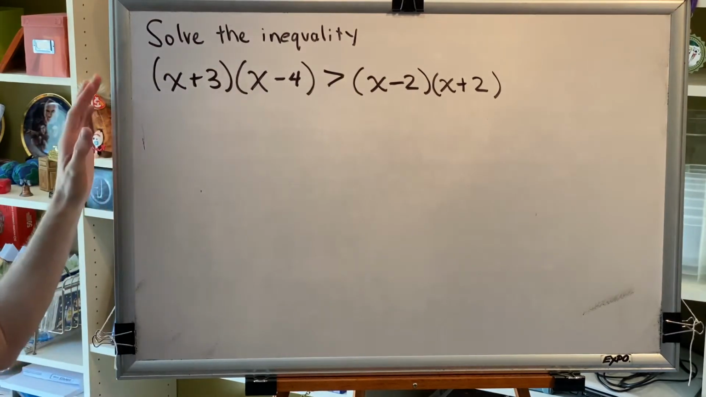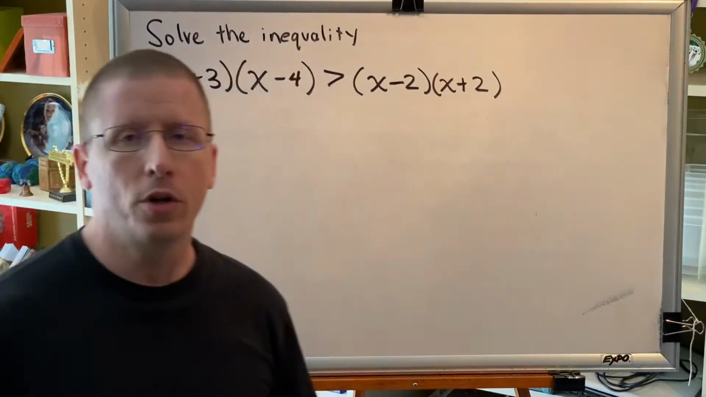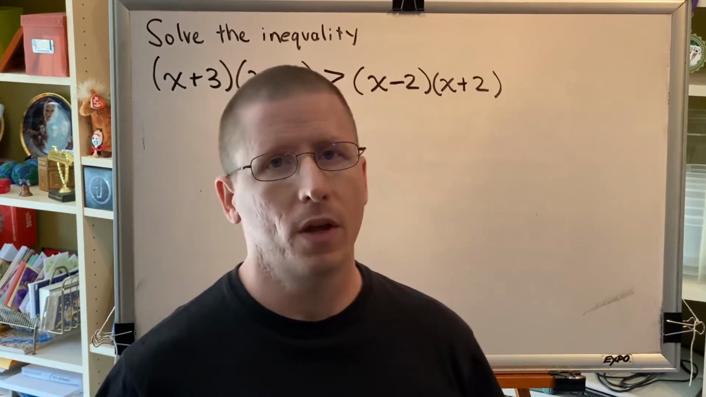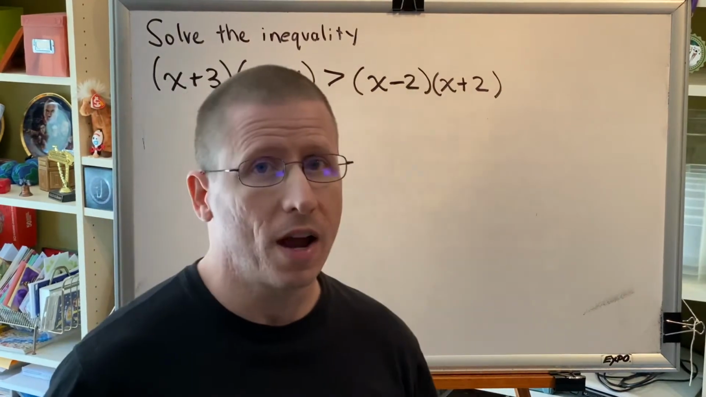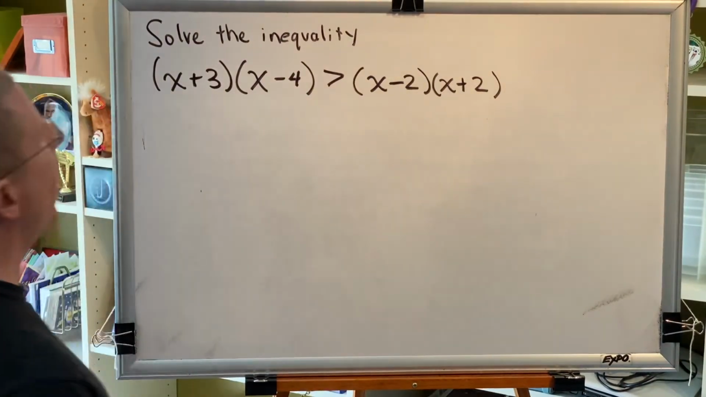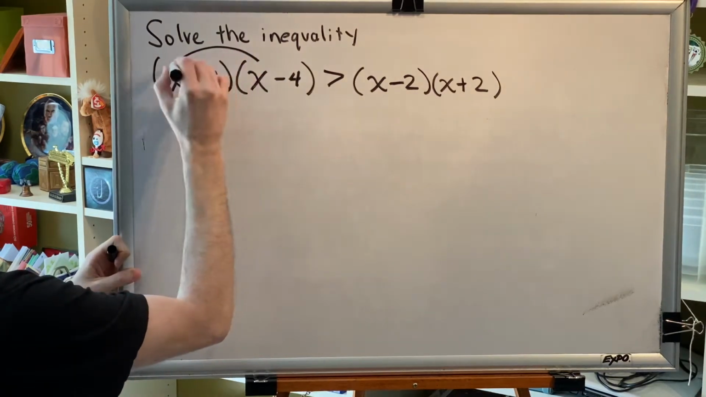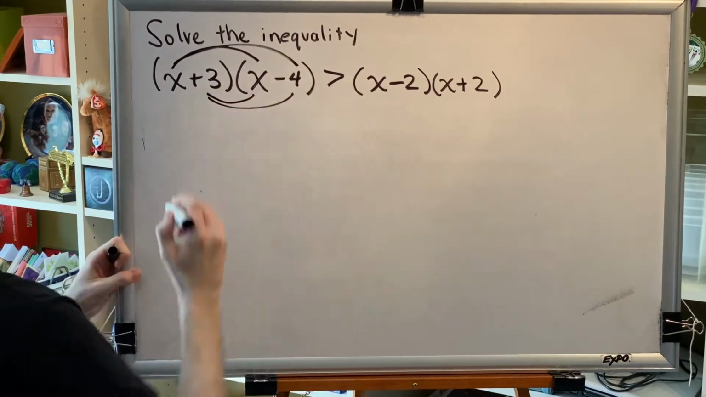Okay, when solving inequalities, the first thing you want to do is clear any decimals or fractions, and then get rid of any grouping symbols like parentheses. We don't have any decimals or fractions, but we do have parentheses, and we'll get rid of them using the FOIL multiplication method. So let's use FOIL on these two binomials.